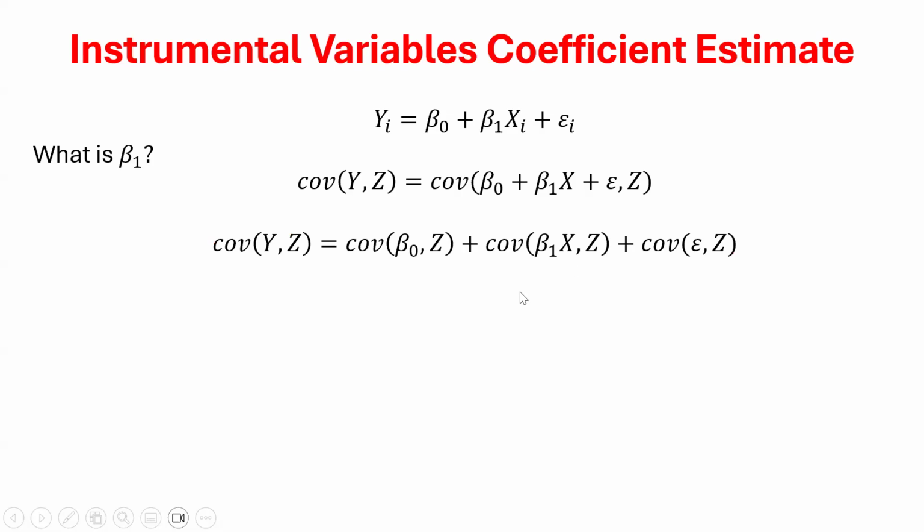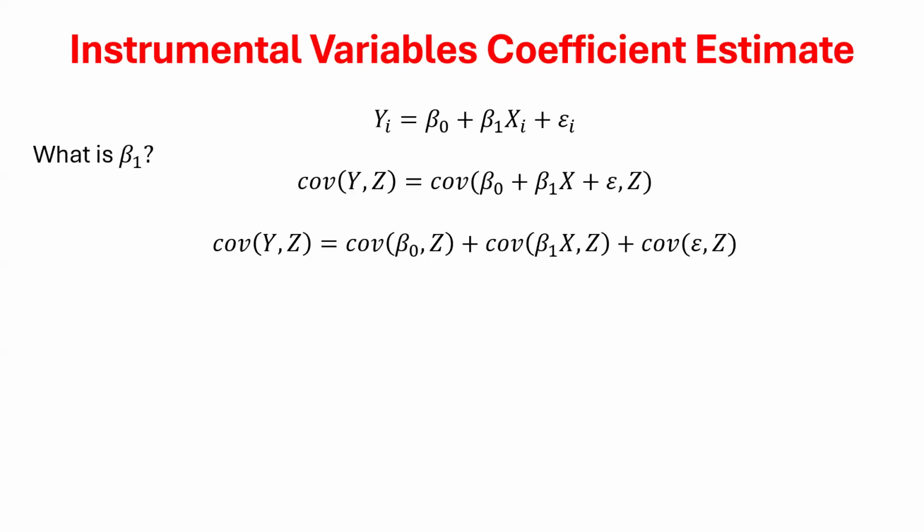So I can kind of break this down into those three components. What should the instrument's covariance with the intercept be? I mean, the intercept is a value. So as z changes, is that value changing? No. So that covariance should just be 0. Right? Now, the covariance between x and z is going to be something, right?